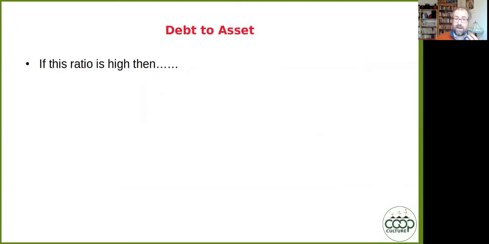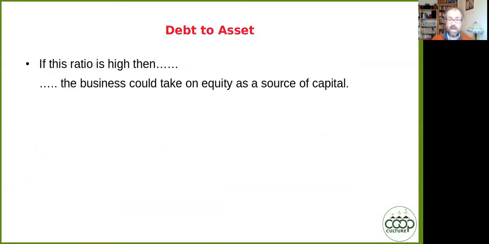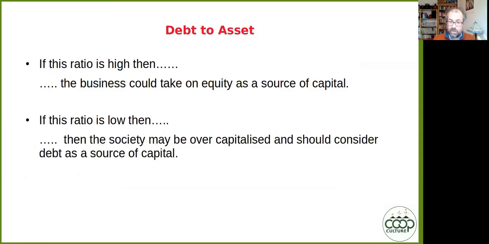So if this ratio is high, then the business could quite happily take on more equity as a source of capital. If this ratio is low, then we may well be overcapitalized. It might just be that it doesn't have any debt. It might not be that it's overcapitalized, but it's a flag that says we should be looking to see whether or not the society is overcapitalized. And if the society is overcapitalized, then we should be considering debt as a source of capital.